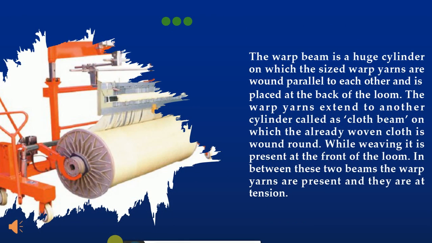The warp beam is a huge cylinder on which the sized warp yarns are wound parallel to each other, and it is placed at the back of the loom. The warp yarns extend to another cylinder called the cloth beam, on which the already woven cloth is wound. While weaving, it is present at the front of the loom. In between these two beams, the warp yarns are present and they are under tension.